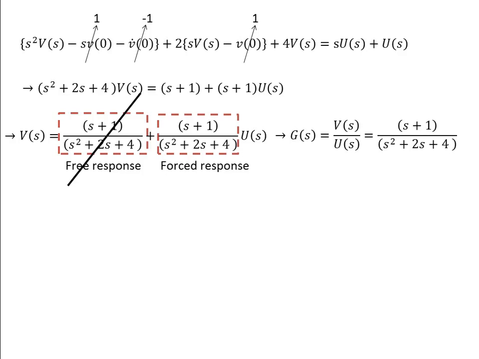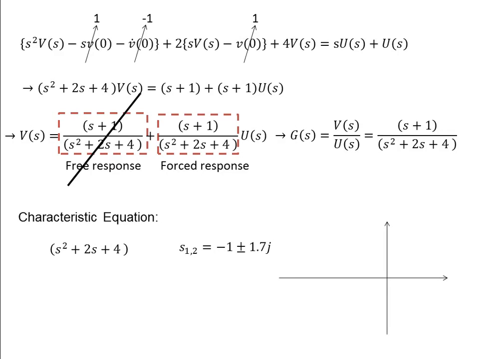In the second part, we are asked to sketch the location of the poles. As you know, the poles are the roots of the denominator, or characteristic equation. By finding the roots of the characteristic equation, we see that we have two complex conjugate roots equal to minus 1 plus or minus 1.7 j. If we sketch the poles on the complex plane, as shown here, because both poles are on the left-hand side of the imaginary axis, the system is stable.